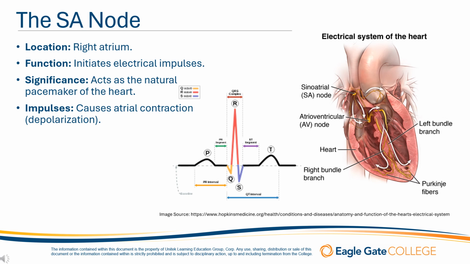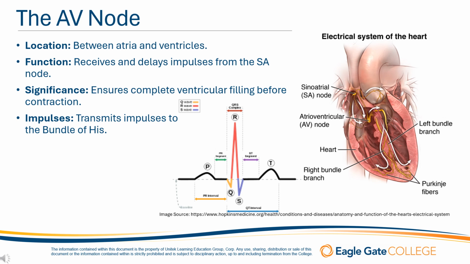Conversely, the parasympathetic nervous system can slow down the SA node's firing rate, leading to a slower heart rate during relaxation or sleep. The atrioventricular node, or AV node, is situated at the junction between the atria and the ventricles, specifically in the lower part of the right atrium near the interatrial septum. This position is strategic as it serves as a bridge for electrical impulses traveling from the atria to the ventricles.